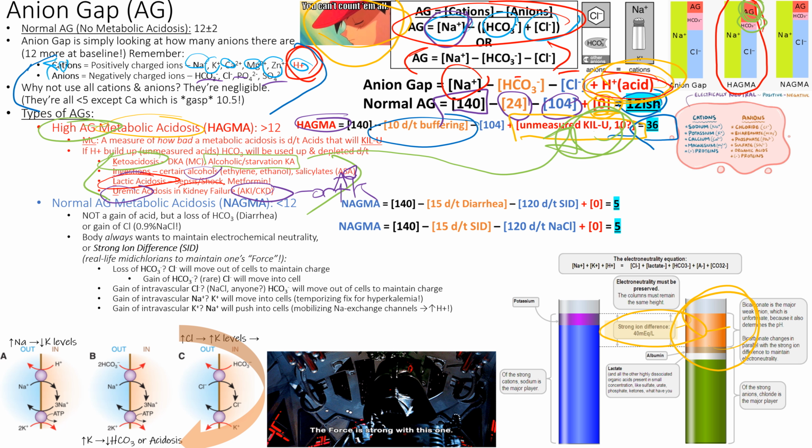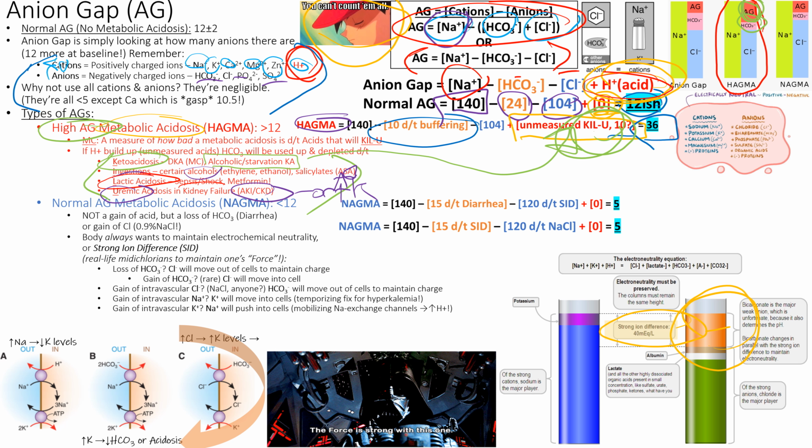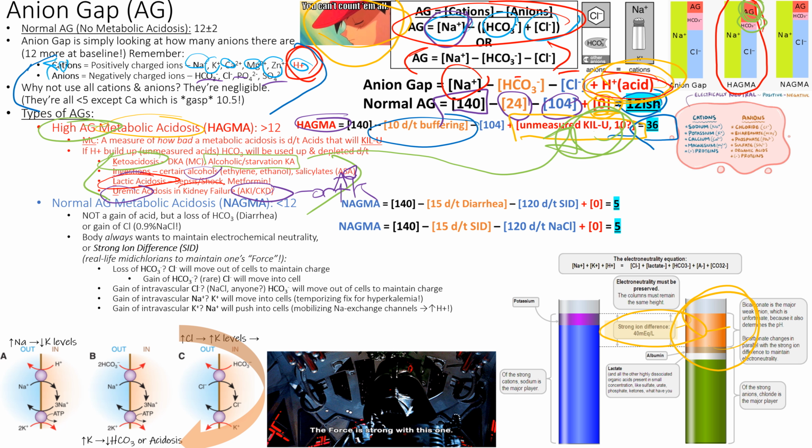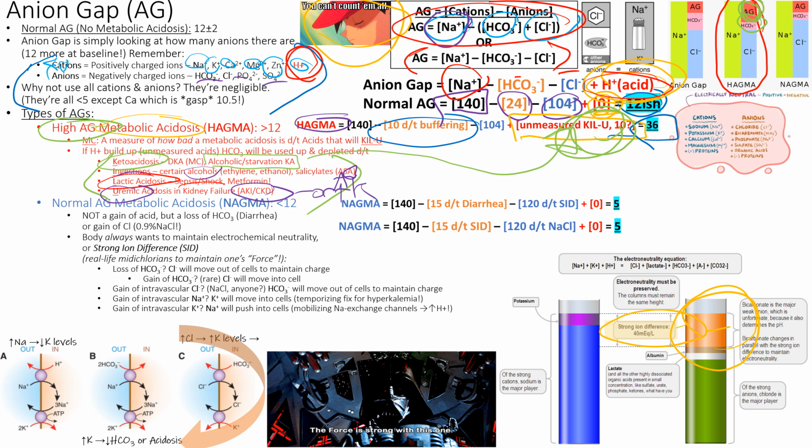High K would cause a HAGMA, right? A high anion gap metabolic acidosis. So that is HAGMAs, right? It's because of a buildup of things that will kill you. Okay, and then what about NAGMAs? Can you have a metabolic acidosis without an elevation in anion gap?